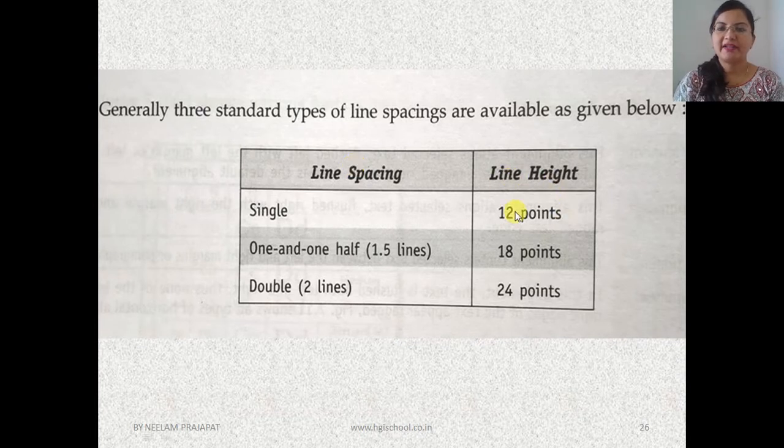So if the line height is 12 points, then it is single. 18 points means 1.5 lines. 24 points means 2 lines.